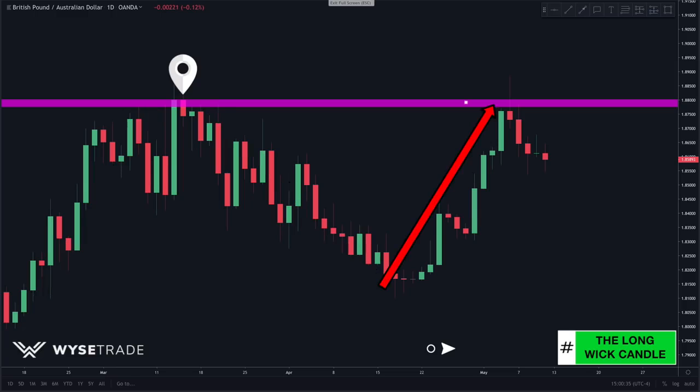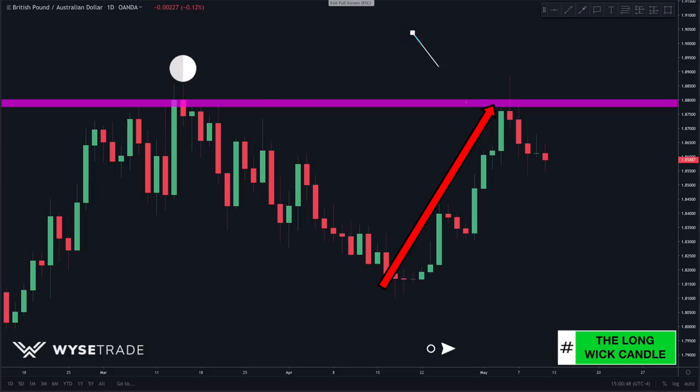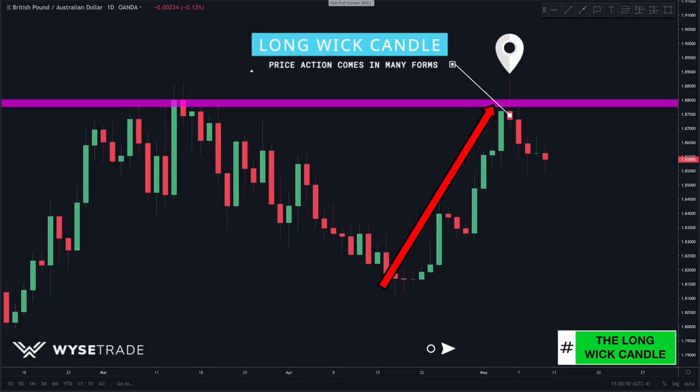Now, as price came back up to this level, we had no idea whether there would be a trade opportunity or not. What you do is you wait for price action to form at these key levels before deciding what to do. Price action comes in many forms, but in this case, what we got was this great long wick candle that rejects resistance, resulting in a bounce short.